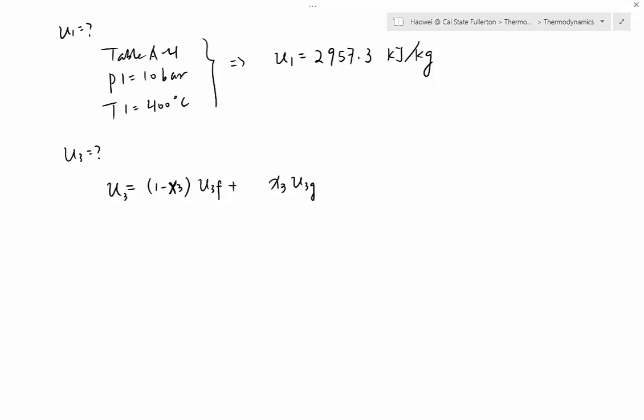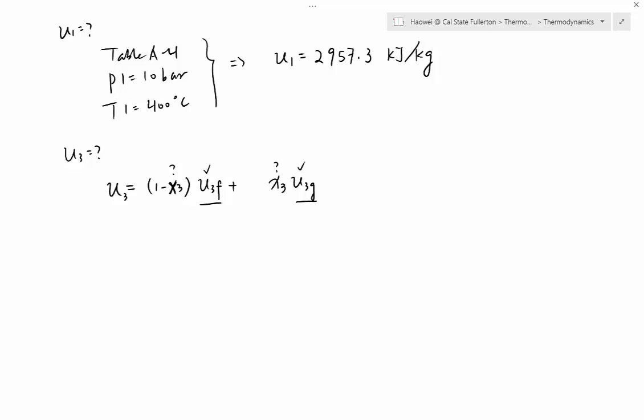Okay, let's take a look. If we can find everything in the right-hand side, then I can easily find U3. U3F, U3G. Like we said, anything about F point or G point can be easily found from the tables. So I don't worry about those two. However, X3, I don't know the quality of number 3. I know point 3 is a mixture, but I don't know the quality. I have to find a way to find a quality first, and then I can just plug in quality to the right hand side. Then I'll be able to find U3.